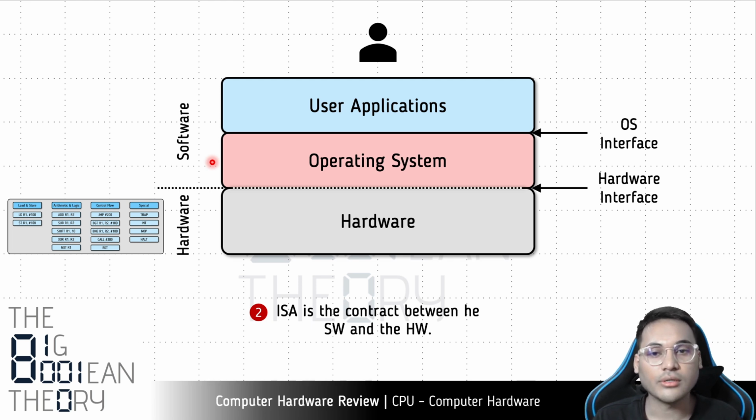And if the software that has to be executed on the particular CPU does not follow this ISA, or has instructions that are not included in this instruction set architecture, then that particular program will not be able to run. So this is how this contract works.